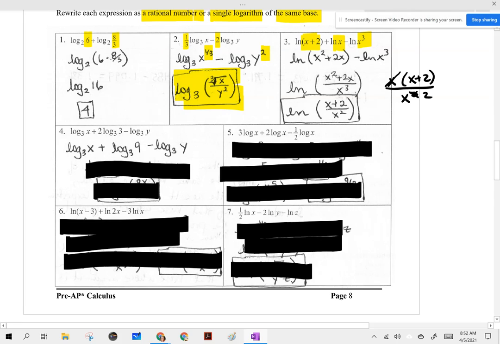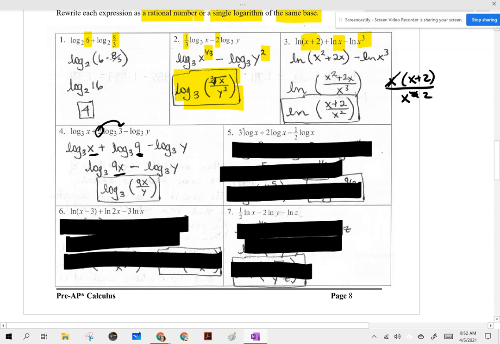Okay, so the only thing I did here was I took that 2 and gave it to that 3. That's 3 squared. That's where the 9 came from. That's the only change. Then it's going to be multiplication. So x times 9 is 9x. Now it's going to be a quotient, 9x over y.